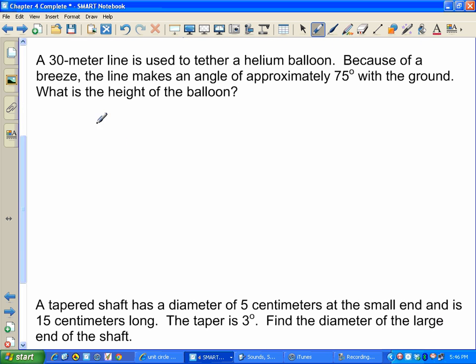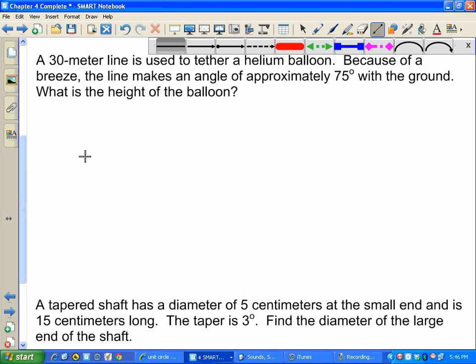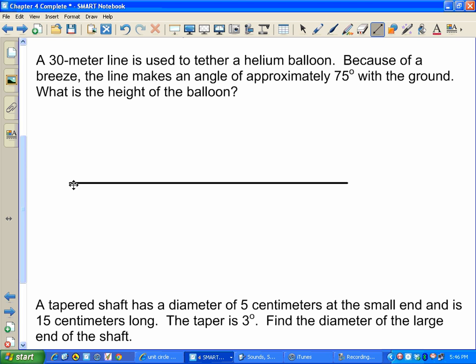There's a 30-meter line that's used to tether a helium balloon. And because of a breeze, the line makes an angle of approximately 75 degrees with the ground. Right, so we're just going to draw a picture here. Here's the ground. Here's my line holding the balloon. Okay, and here's my balloon.